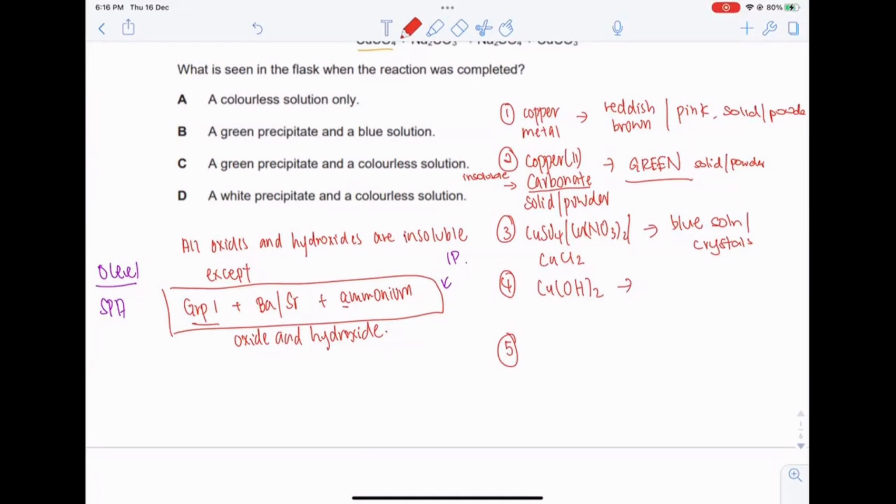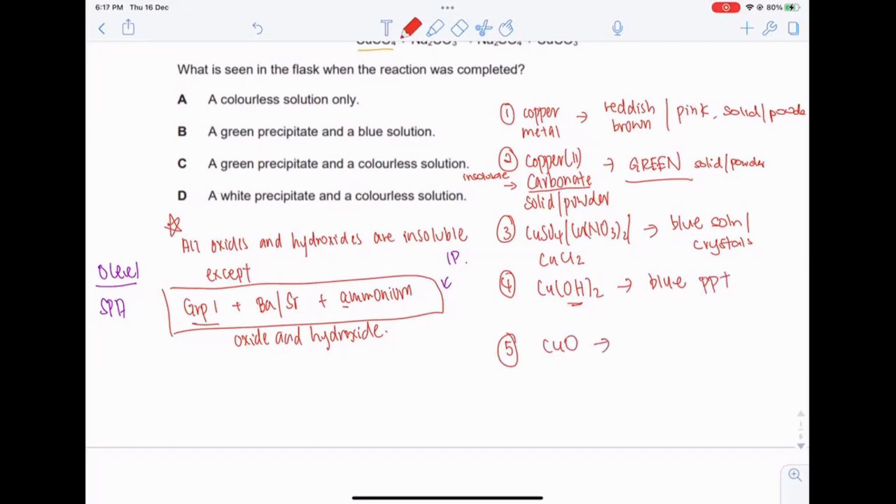Okay, then can you tell me whether it's a precipitate or a solution? That one should be quite obvious because I just wrote here this thing. It's a precipitate. Yeah, correct. Blue precipitate. There's one last one that is quite annoying and you need to know also.